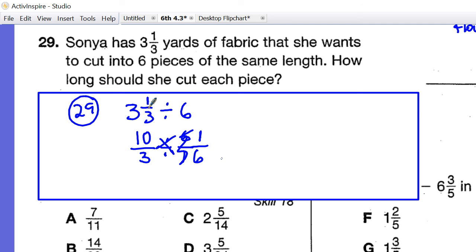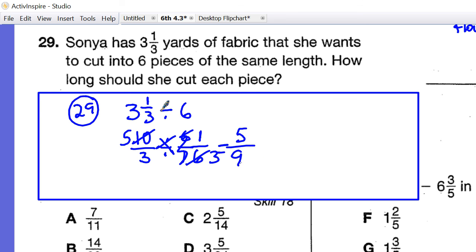Now I can either multiply straight across, 10 times 1 and 3 times 6, or I like to simplify now. I find it to be a little bit easier. 6 and 10 share a factor of 2, so I'm going to divide 6 and 10 each by 2. I'm going to get 5 and 3. And I end up with 5 times 1 is 5, and 3 times 3 is 9.